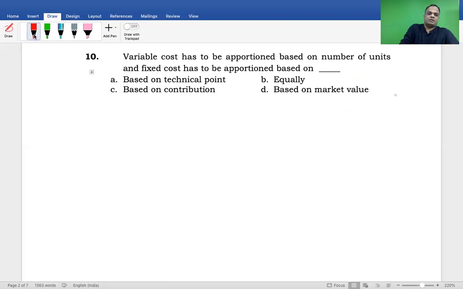Understood? So before the split off point, whatever cost you get is called joint cost, common cost, which we have to apportion. After the split off point, whatever cost you get is called specific cost, which you have to allocate. Variable cost has to be apportioned based on number of units, and the fixed cost should be apportioned based on technical point, equally, contribution, or market value. And the contribution margin method you have to remember. Okay? Good.